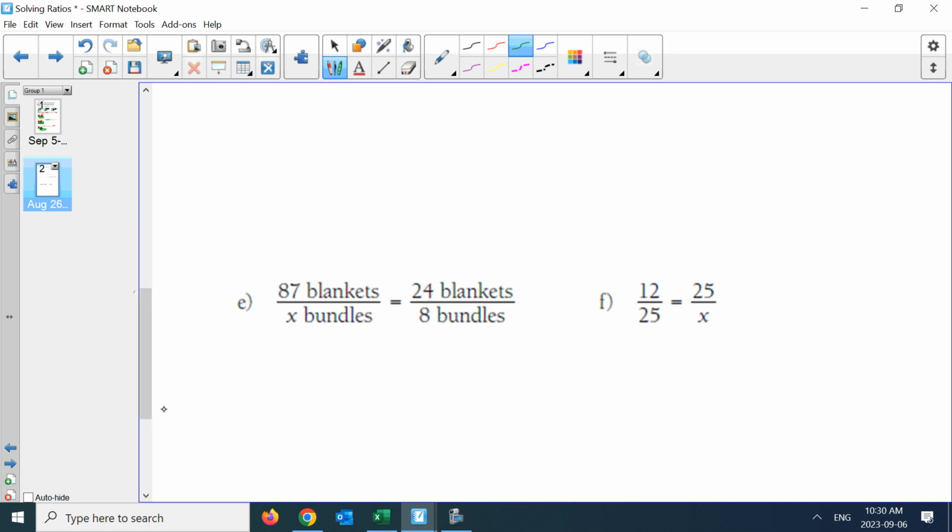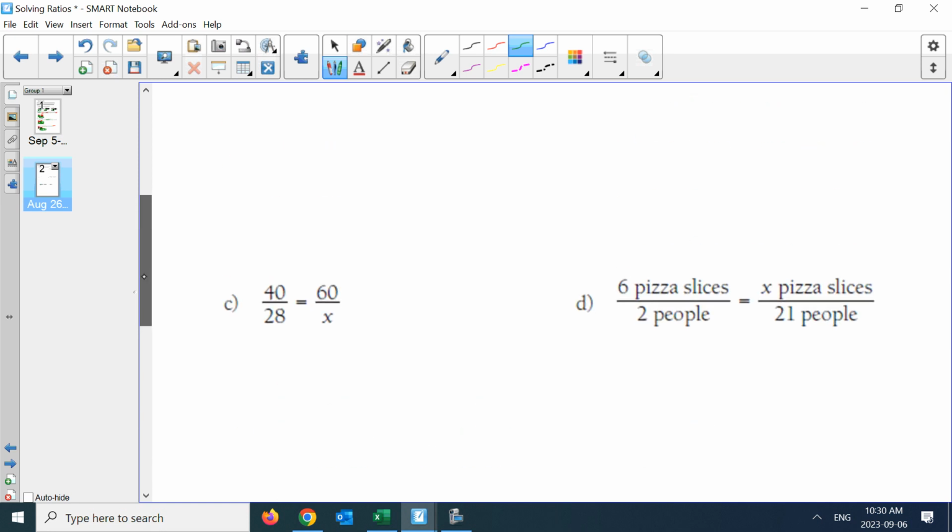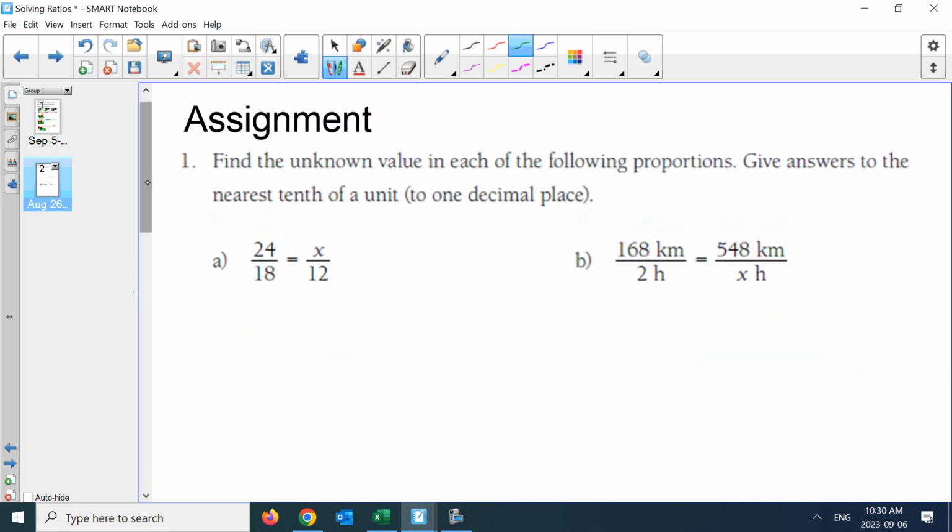You can see sometimes I have blankets and bundles. You can just solve for the X. Right? All of those, solve for those X's. We'll go over the answers together, and we should be just fine. I'm going to give you a little bit of time to do that. I'm going to check in next door, and I'm going to get everybody some work.